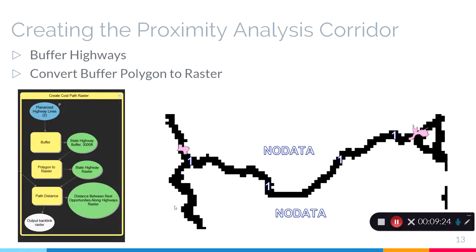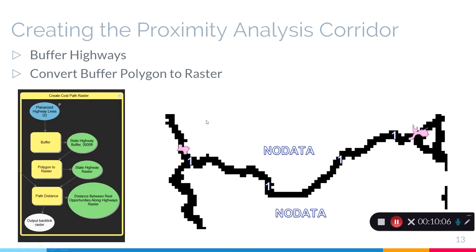And this part was pretty tricky. I tried a lot of things to get the proximity analysis to work. At first I was using Euclidean distance, but that was just not good enough. I needed something that had a directional aspect to it. So what I did was I buffered the highway lines, just like in the density analysis, but then I converted that buffer to a raster using polygon to raster. What that does is it codes a raster with 1 where the buffer polygon overlaps, and it has no data where the buffer polygon does not overlap.